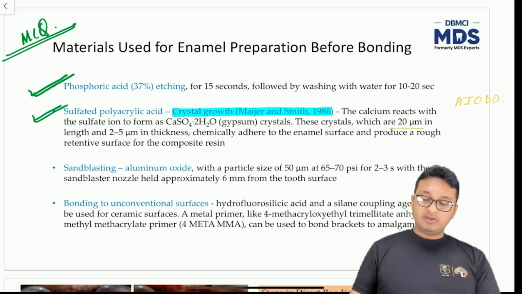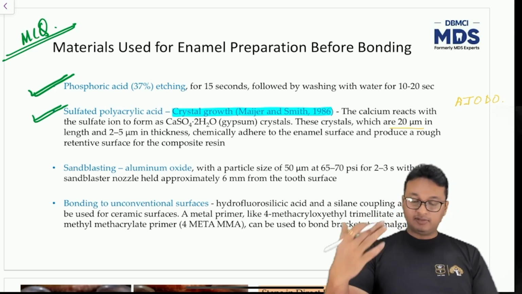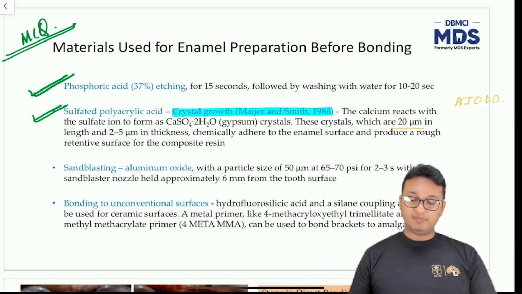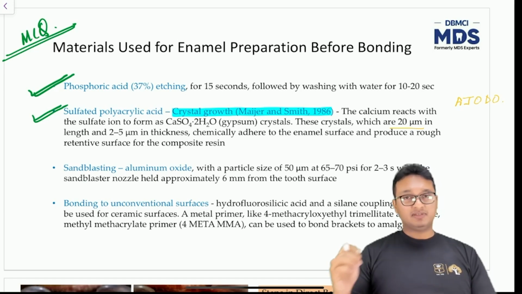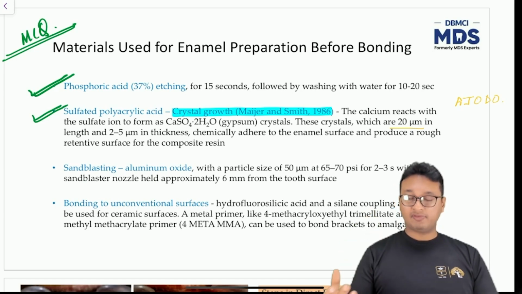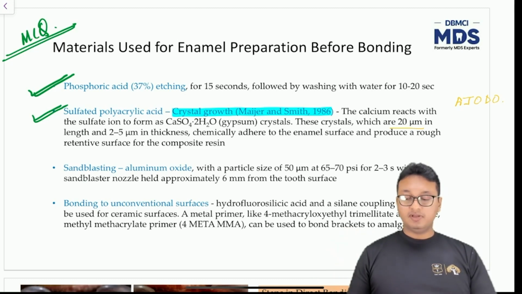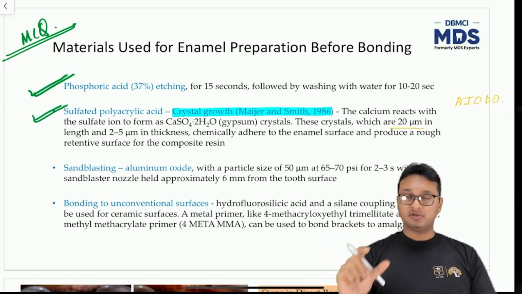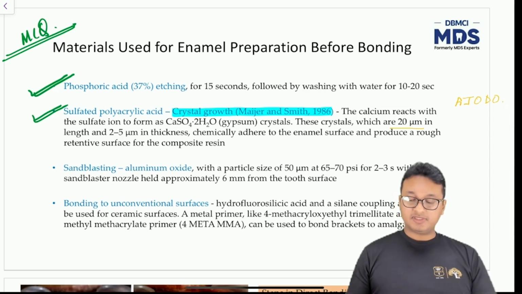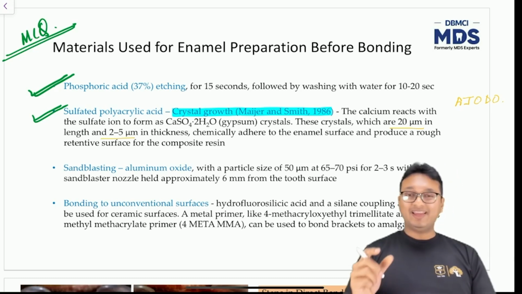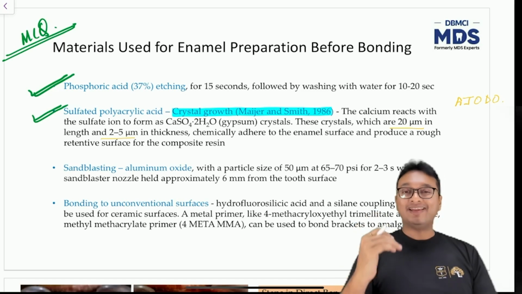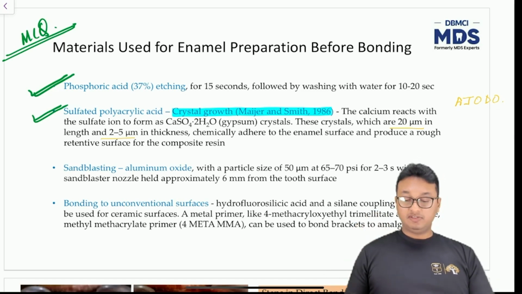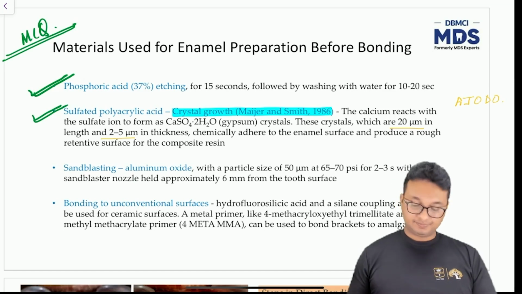Basically, what is happening? You are basically coating the layer of sulfated polyacrylic acid onto the enamel surface. Now the calcium present within the enamel, that is hydroxyapatite crystals, reacts with the sulfate ion to form gypsum crystals on the surface of the enamel. Now these gypsum crystals, which are 20 micrometer in length and 2 to 5 micrometer in thickness, act as a chemical retentive means for the bonding, which can be utilized to enhance the bond strength of the bonded brackets. So this process is known as crystal growth theory.